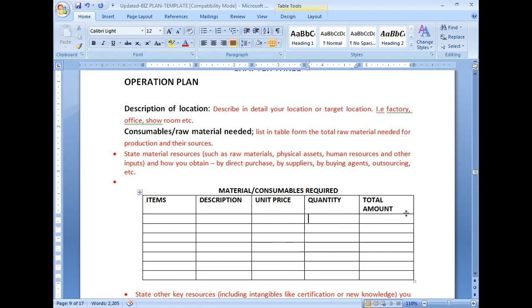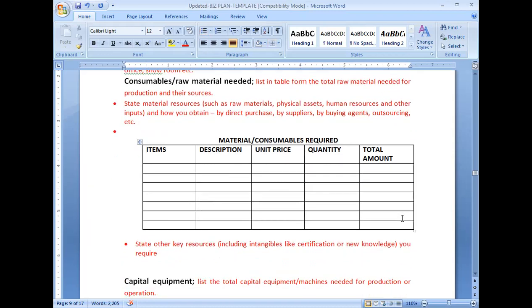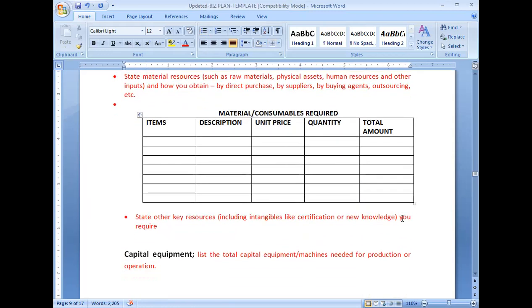price times quantity will give you the total amount. So that's how you do for each of the materials that you need. This will help you to know the total cost that you need for raw material or consumables before you start or expand your business enterprise.